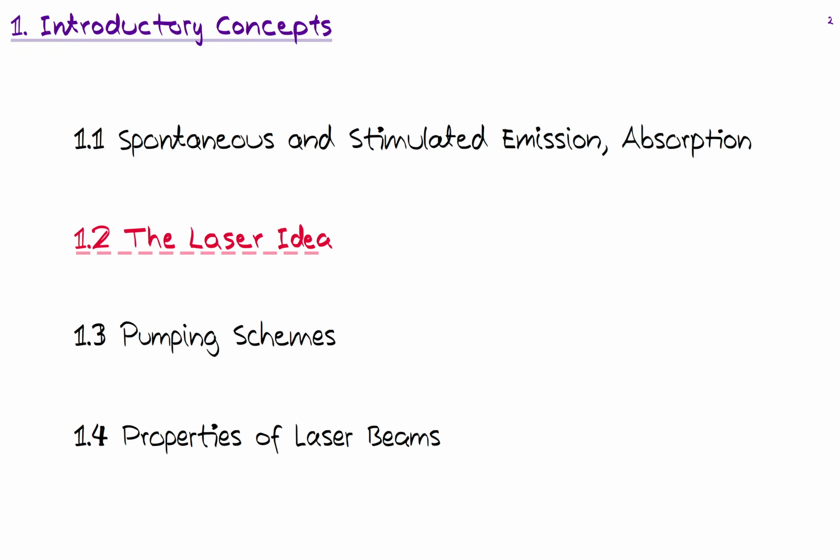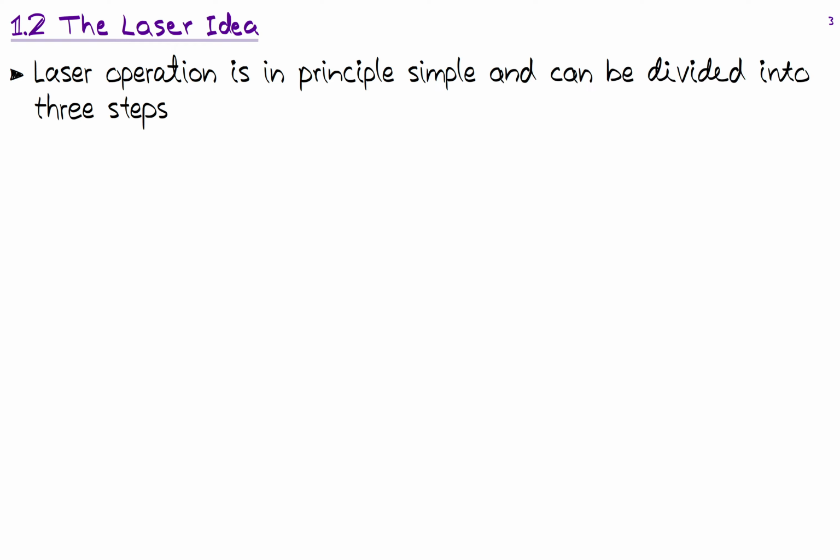Thank you for joining to watch our second video on our course on laser physics, and now the topic is about the laser idea. So we want to now unravel to you the main ingredients we need for a laser to start lasing. If you look at the physics and the mathematics, the laser operation in principle is very simple, and we can divide that into three main steps or phenomena that need to take place so that we can have a laser built and performing.